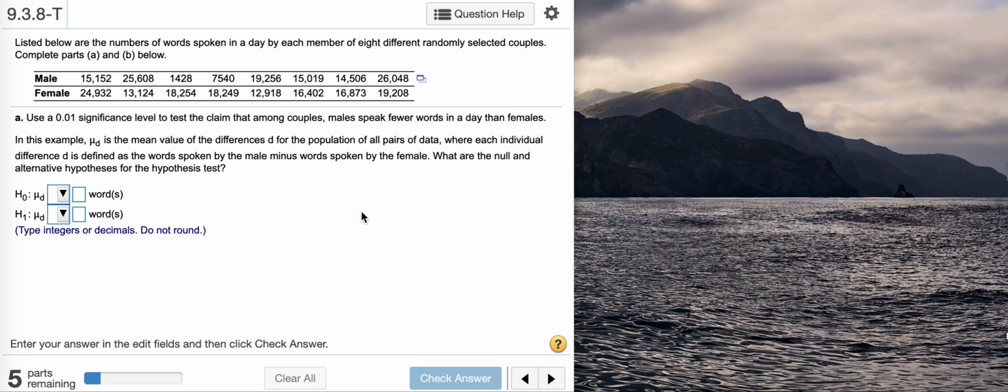This is problem 42 in our review of confidence intervals and hypothesis tests. So here, listed below are the numbers of words spoken in a day by each member of 8 different randomly selected couples. So here you have the male and the female, and this is the first couple, the second couple, third, fourth, fifth, sixth, seventh, and eighth couples. So what I'm going to do here first is open this up in StatCrunch.